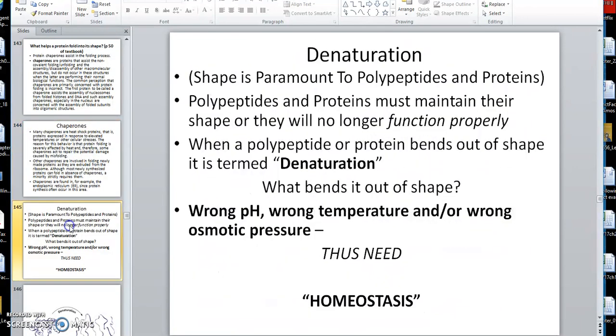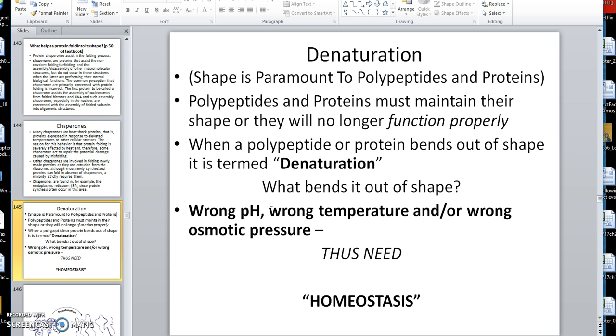Okay. Now, as I mentioned, if you bend a protein or polypeptide out of shape, it loses its function. And that is called to denature it. To denature it. What bends it out of shape? This is where homeostasis comes in. Homeostasis tries to maintain a constant internal environment in the face of a changing external environment. One of the major features of homeostasis is to try to control the pH of surrounding proteins, the pH. You want to keep a good ambiance for the protein.